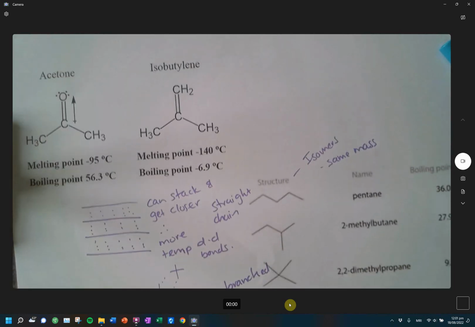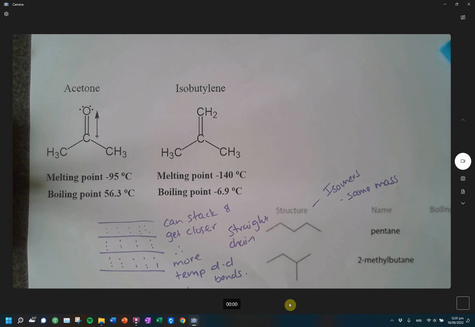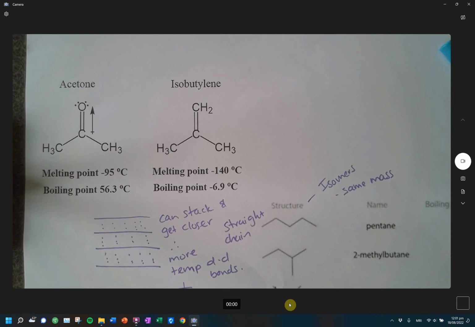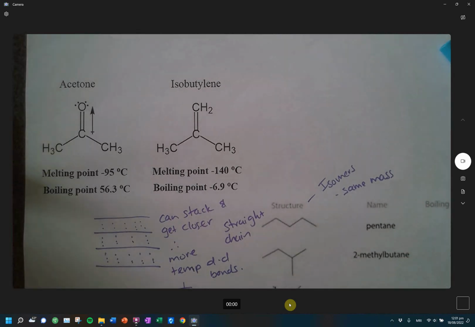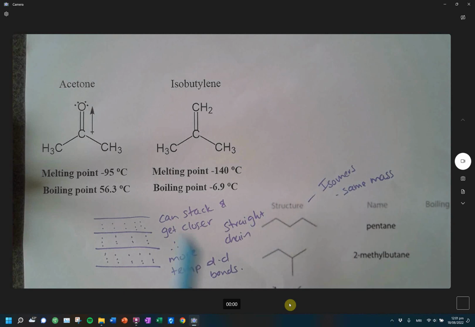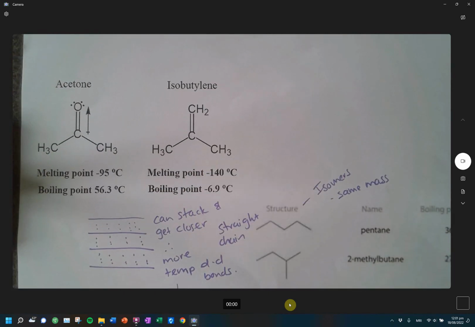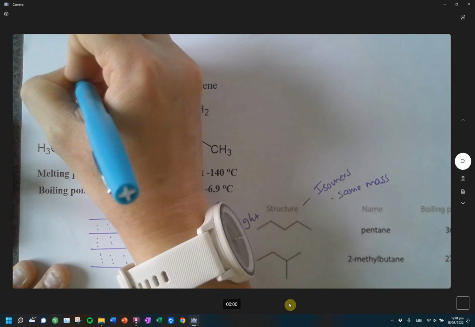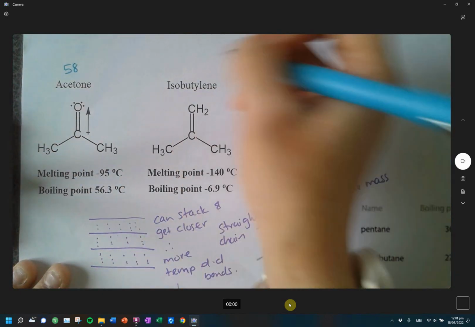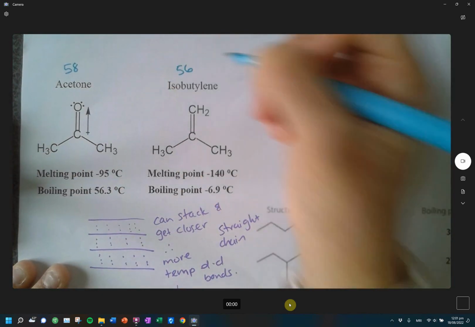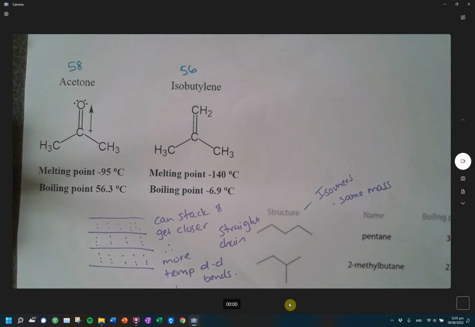Okay. I want to show you guys another example of how they might ask this question and what they might ask you to compare and contrast. So in this case, what we have is acetone and isobutylene. When we're looking at these guys, I looked up the masses for you guys. Acetone, I believe, was 58, and isobutylene was 56. So they have very similar masses.